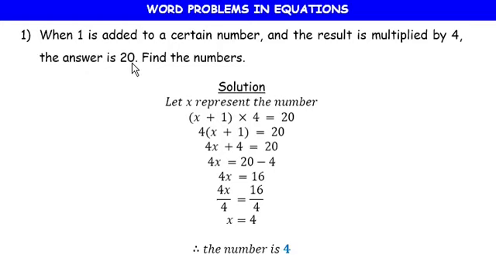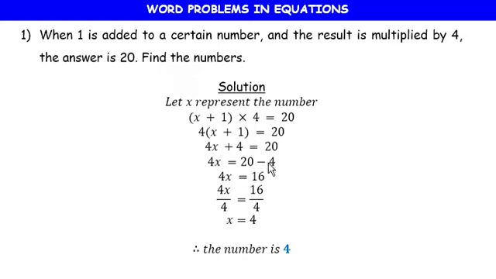Okay, let's move on. The answer is 20. Now, how do you represent the answer is 20? It means that x plus 1 in brackets times 4 must be equal to 20, right? So that is how we've represented it mathematically. So x plus 1, x is a number added to 1, and the result, x plus 1, is multiplied by 4, and the answer is equal to 20. Have you seen it? So it means that we have derived an equation out of this word problem.